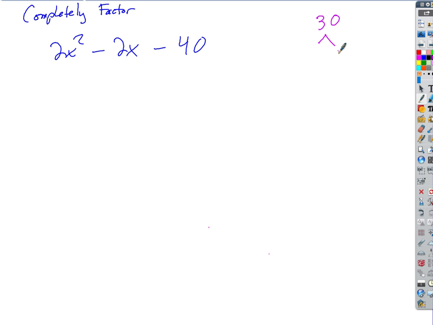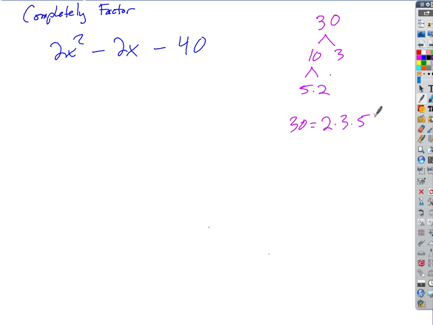10 and 3. 10 and 3, okay. So I could do 10 and 3. The 3's done, that's prime, but the 10 would break up into 5 and 2. 5 and 2. Okay, and so then we'd end up with 30 equals the product of all three of those factors. So 2 times 3 times 5, right? That'd be completely factored.